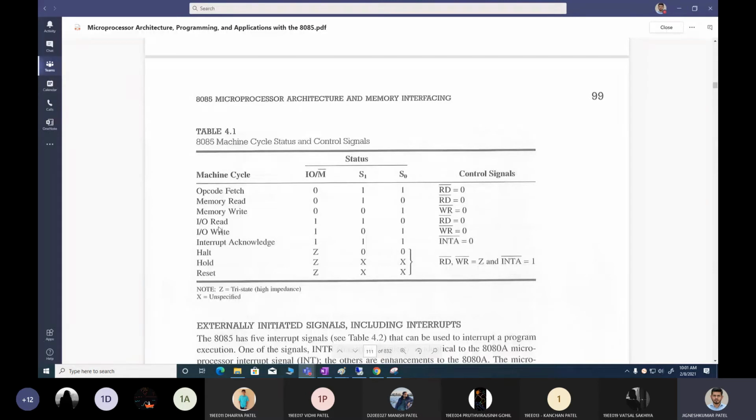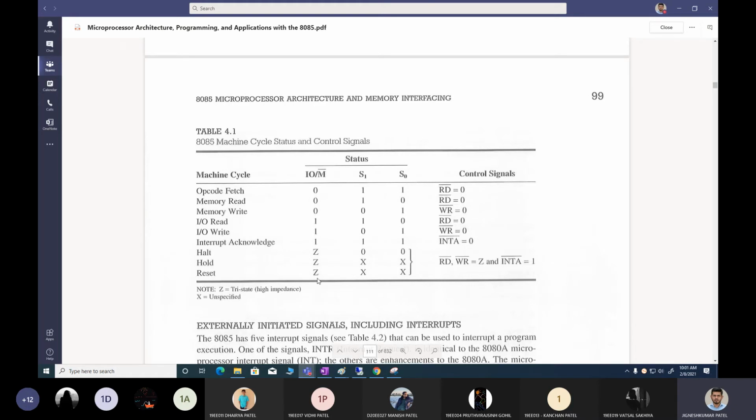At all times when memory is operated, IO bar is 0. If you are performing an input read, at that time IO bar will be 1, since it is an input output operation. Along with that, your status signal is the same as the memory read signal, 1 and 0, but IO bar differentiates the operation. It's again a read operation, but on input output. Same way, input output write is 101. Then there are interrupt acknowledgement, halt, hold and reset.